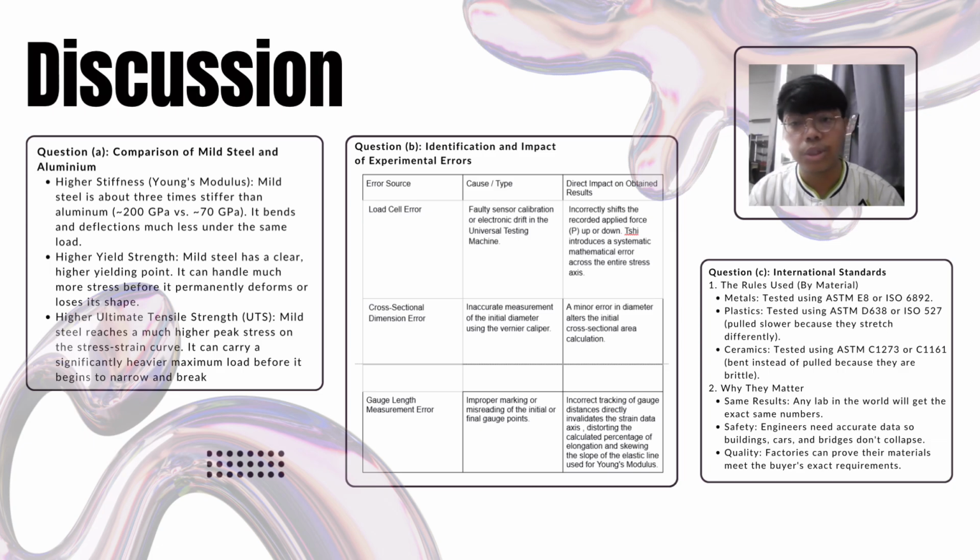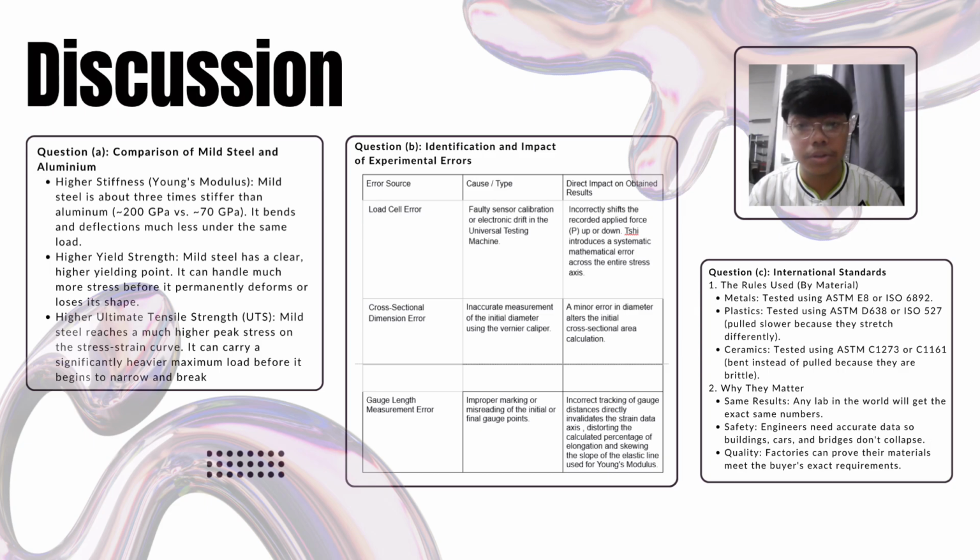Now, for question B, we evaluate the identification and direct impact of three primary experimental errors. The first is load cell error, caused by faulty sensor calibration or electronic drift in the universal testing machine. This incorrectly shifts the recorded force data up or down, introducing a systematic mechanical error across the entire stress axis.